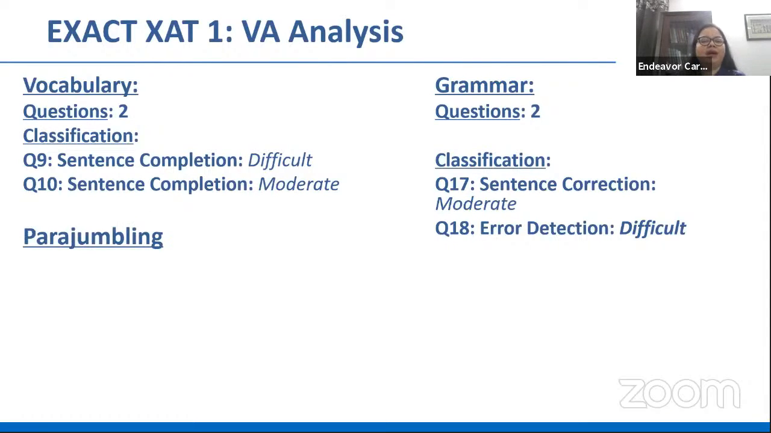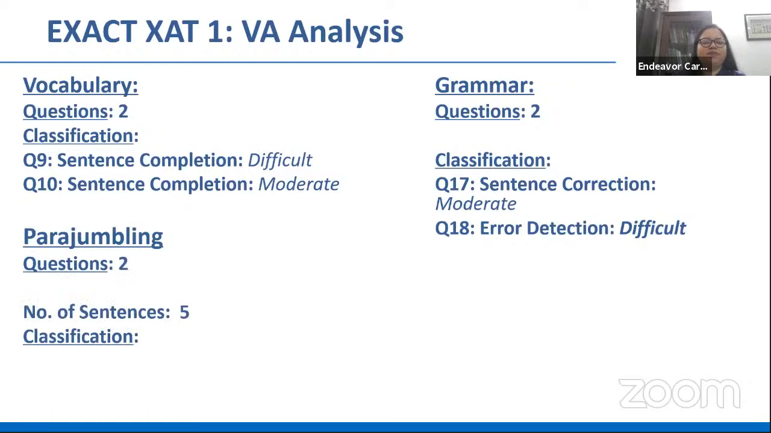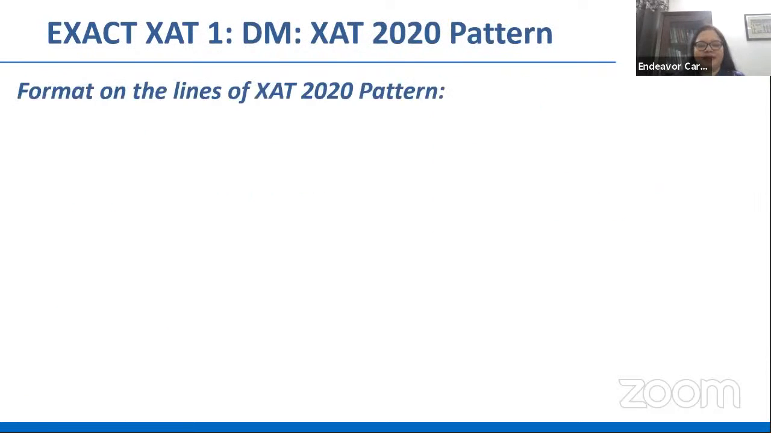Okay. Parajumbling. The two questions of parajumbles had 5 sentences each, and question 8 was moderate. Question 22 was a slightly difficult one because finding those links was not very easy. All right. So, overall, look at it. You have a huge number of moderate questions. And that means that let's get to the total number of moderate and the total number of difficult in a while. Let's also close our understanding of decision making.